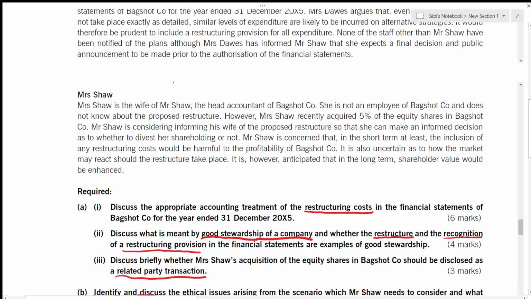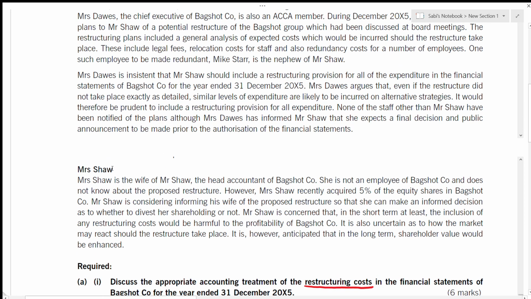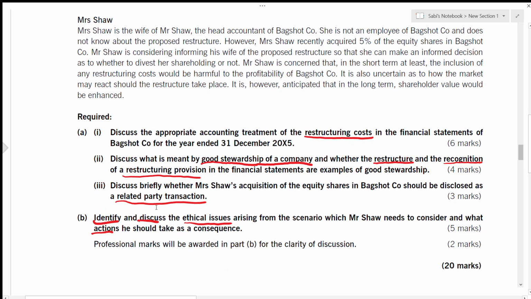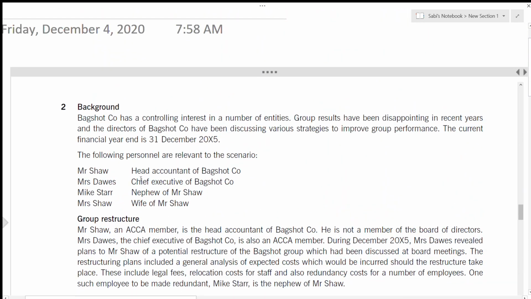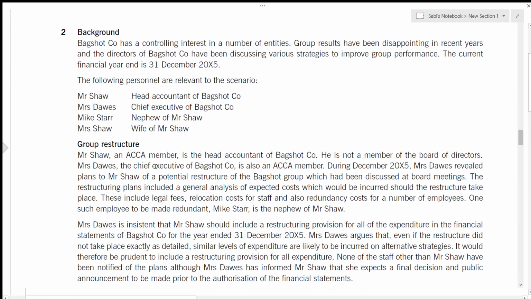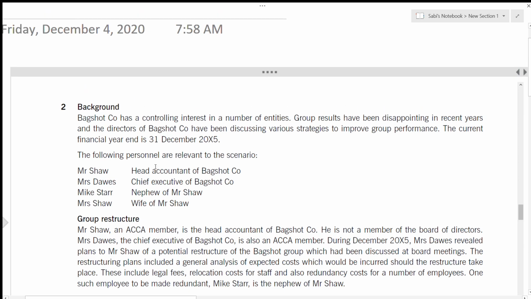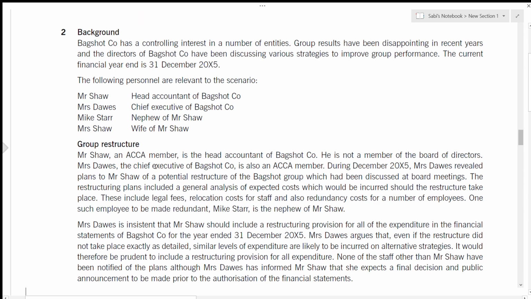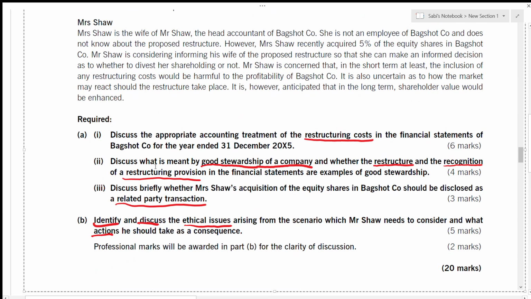But if you see part A, the first part and the second part, they talk about the restructuring and the good stewardship. So for that, we don't need this paragraph. We don't need Mrs. Shaw, right? We only need Mrs. Shaw's part for the third part, where they're talking about related party transaction. So we're just going to read the background and the group restructure, right? First, you have to decide what are the things you have to read. So now let's go through this.